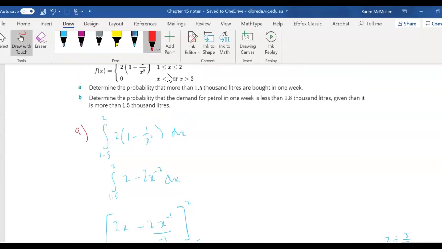All right, now question B. Determine the probability that the demand for petrol in 1 week is less than 1.8 thousand litres. Oh, given that, so we've got a bit of conditional probability in this one. It is more than 1.5 thousand litres. So I'm going to set you up with just the notation, but then you can go ahead and finish it off. So what do we want? Less than 1.8. Given that it is more than 1.5.